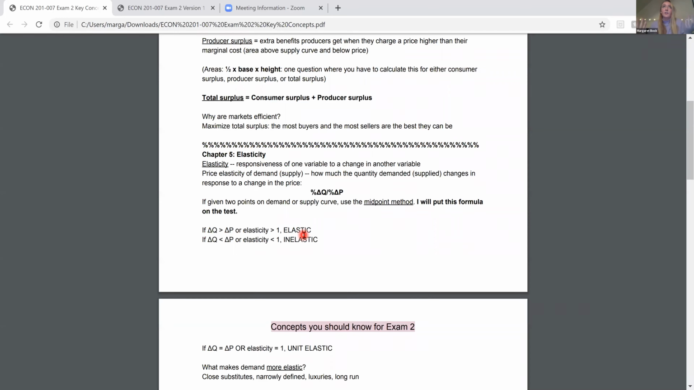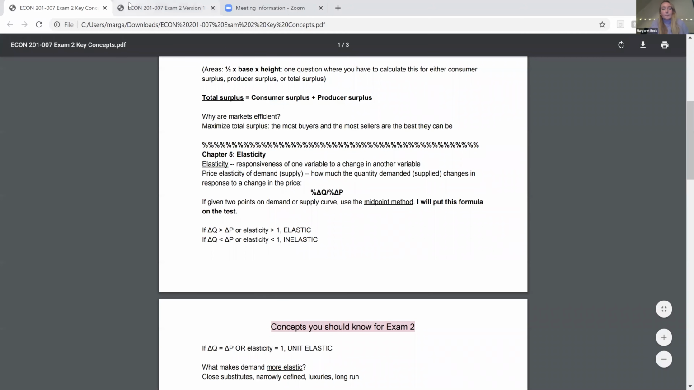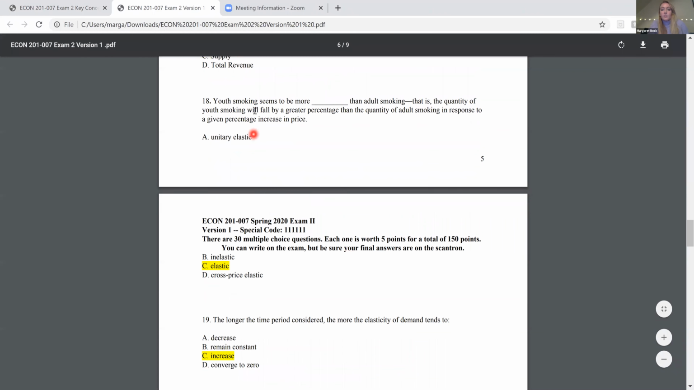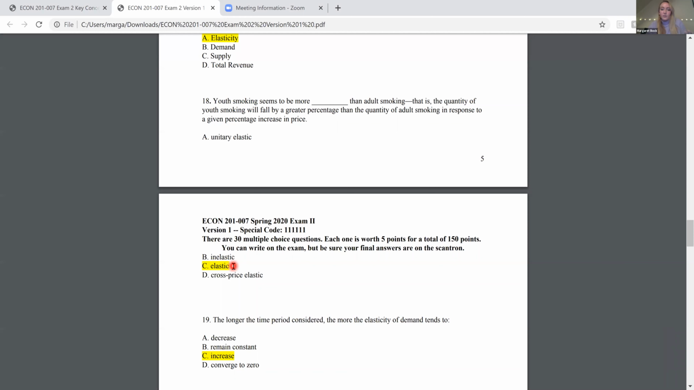And I guess the rationale you can think about is that for older people who have been smoking for a long time, cigarettes have almost become a necessity if they have become addicted. So they can't be as flexible with given price changes if they, you know, need a certain quantity of cigarettes. So just another way to think about it, but youth smoking seems to be more elastic than adult smoking is the bottom line of that question.